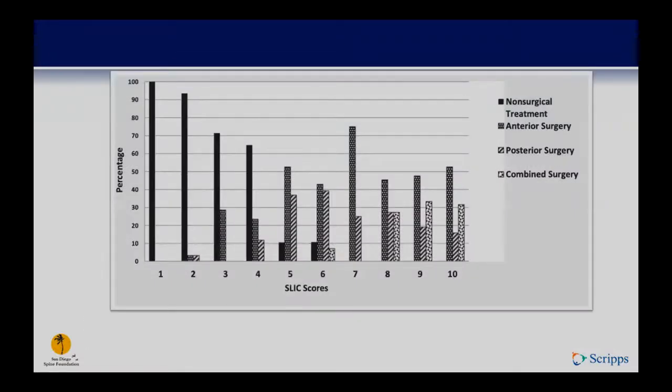Of interest in this paper, they went on to talk about the anterior, posterior, and combined approaches as they related to the SLIC score. They had 53% treated with anterior surgery, 30% posterior, and 17% combined. Increasing severity of the score seemed to correlate, in that no patients with a SLIC score of less than 6 received the combined surgery. However, the patients with higher scoring, as you can see here, had more incidence of front and back surgery.